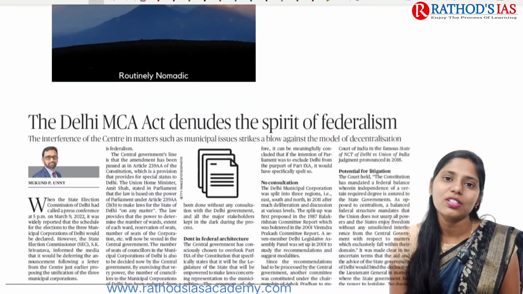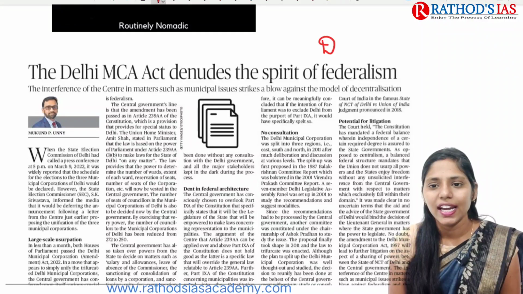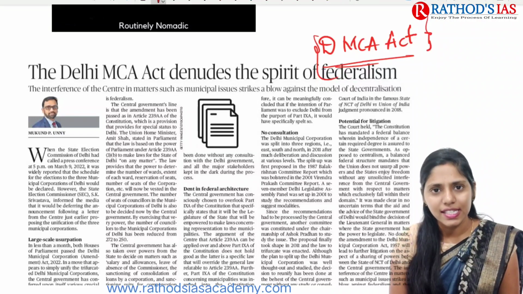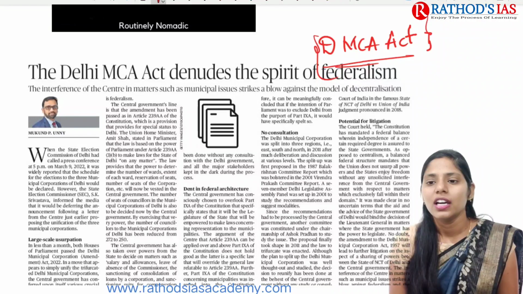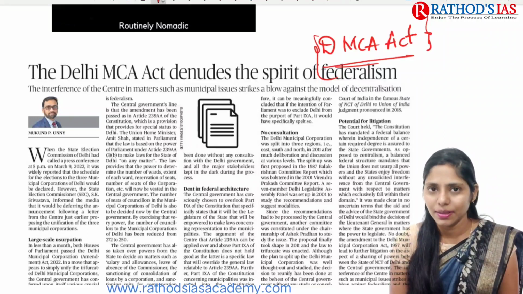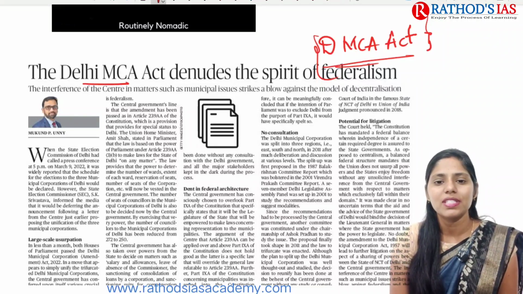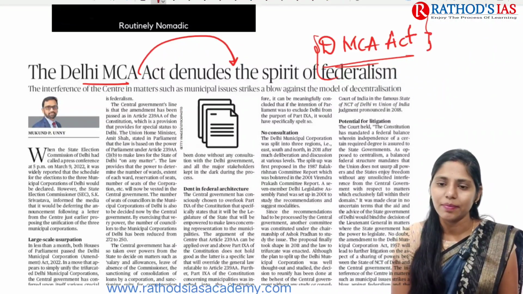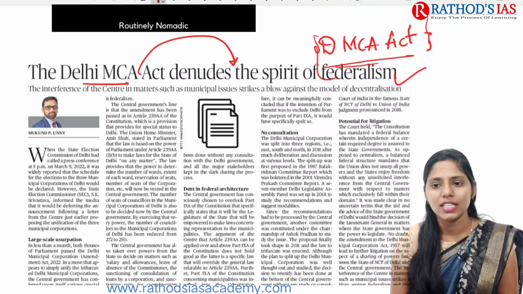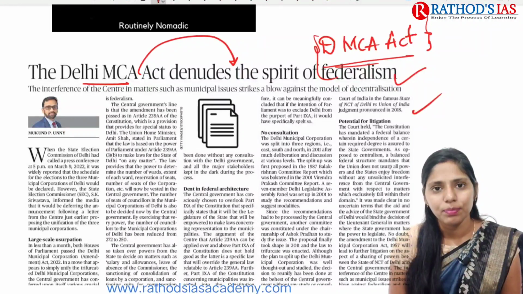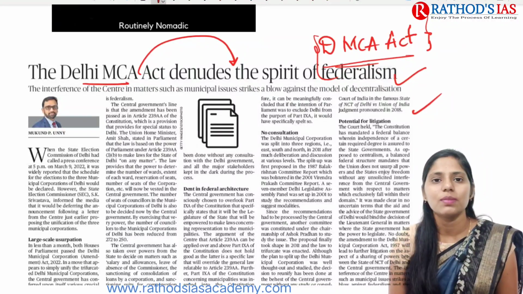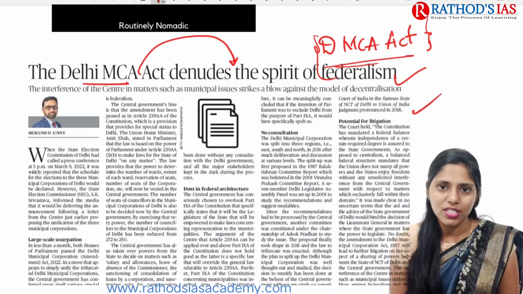Now let us see the first topic. It is regarding the Delhi MCD Act. We already discussed this topic a number of times, and in yesterday's lecture we studied that the President gave assent to this Delhi MCD Act, which is mainly leading to some denudation of the spirit of federalism. So what is federalism? We can see here there is a proper distribution of powers between center and state. Federalism means nothing but a proper distribution of powers between center and state.